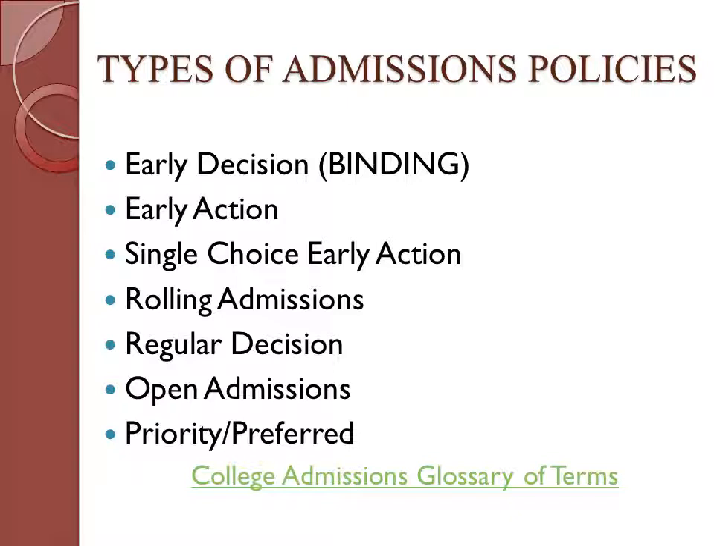Regular decision is also very common. This means that a student submits an application by a certain deadline set by the college, and the college sends out a decision by a certain date. The next admissions policy is open admissions. This means that just about all graduates from an academic high school are accepted. County colleges, such as Essex County College and County College of Morris, are examples of schools with open admissions policies. Sometimes even standardized tests aren't required for these types of schools.